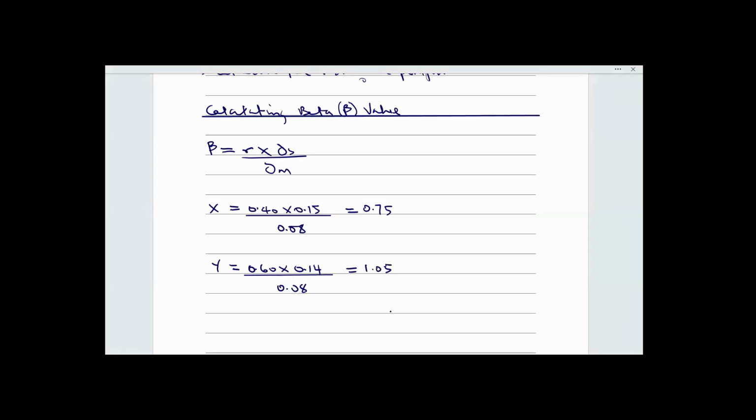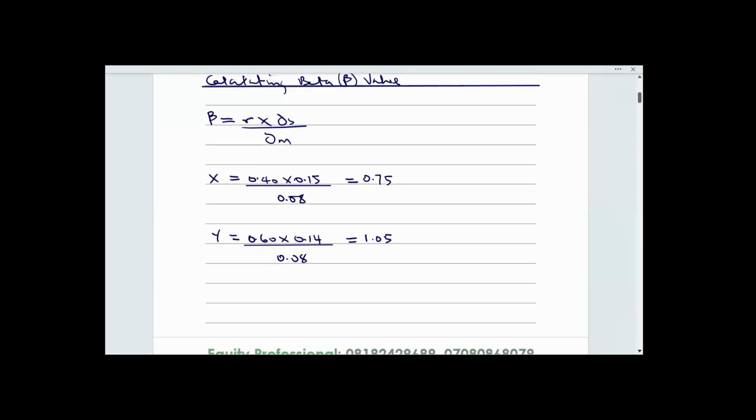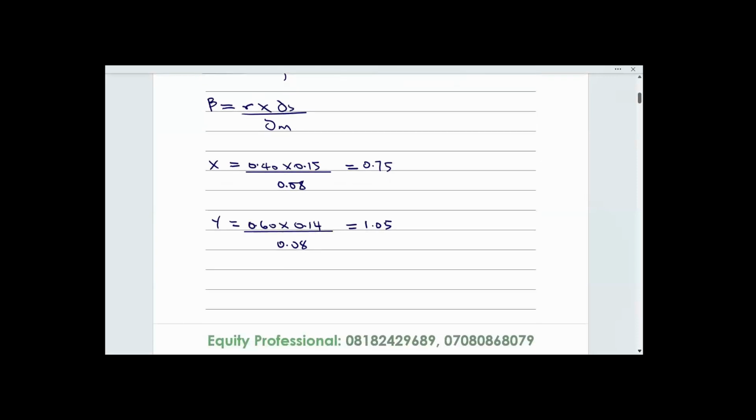1.05. This means that the risk of security Y is relatively higher than that of the market. So you compare this 1.05 with 1. The risk of the market is always 1.